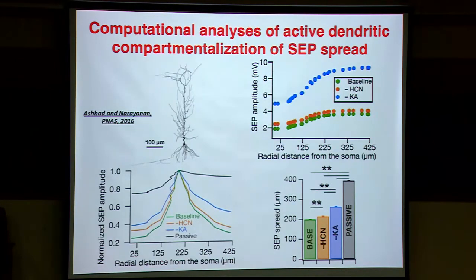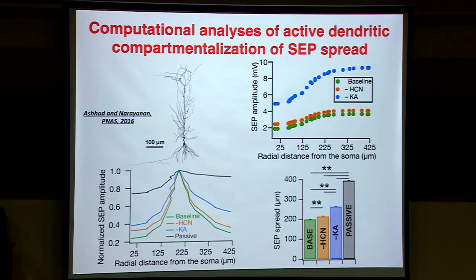So he took this data to a computational model and he asked whether the spread of this particular gliotransmission impact is also affected by these different channels. And he again showed that there is a significant effect of both the pacemaker channel as well as the transient potassium channel when they are present in the dendrites.